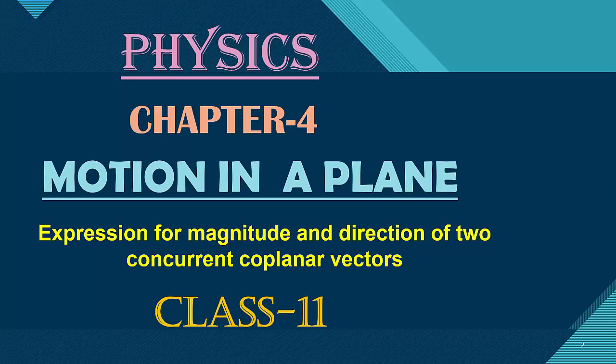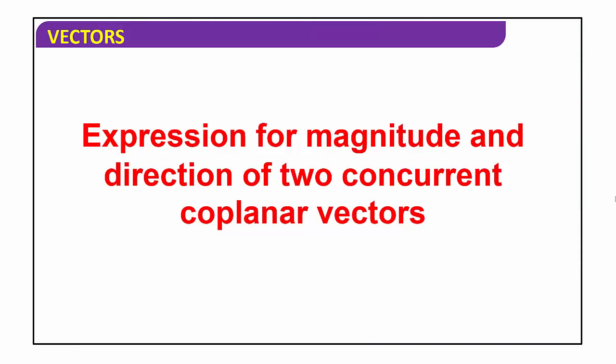Using the laws of vector addition, we are going to derive an expression for magnitude and direction of two concurrent coplanar vectors. Here, to derive this equation, I am going to use the parallelogram law of vector addition. Now let us derive an expression. What is the statement for the parallelogram law?